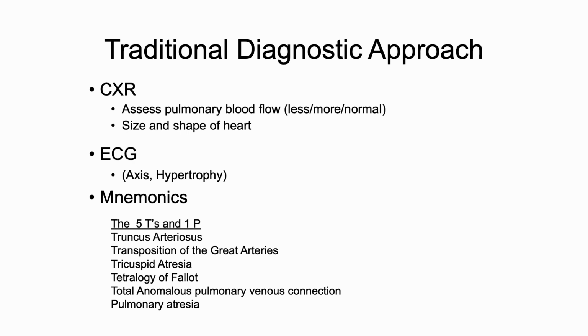And finally, the mnemonics for cyanotic heart disease that we've been learning since med school, the 5 T's and the P: truncus, transposition, tricuspid atresia, tetralogy, total anomalous pulmonary venous connection, and finally pulmonary atresia.